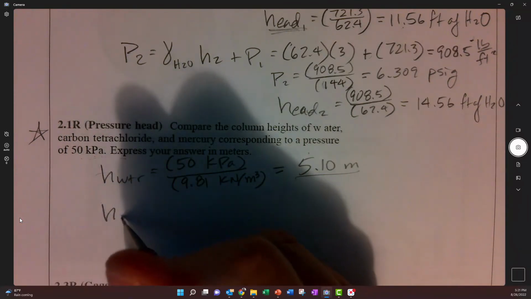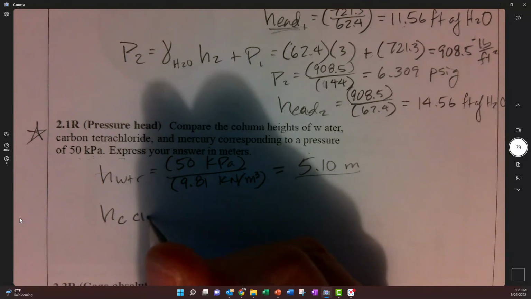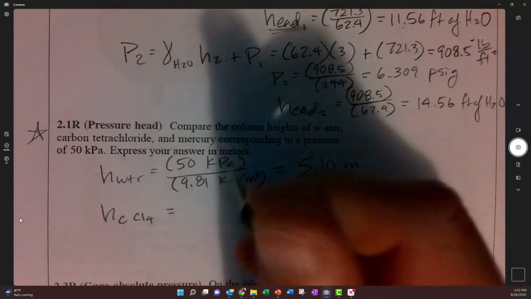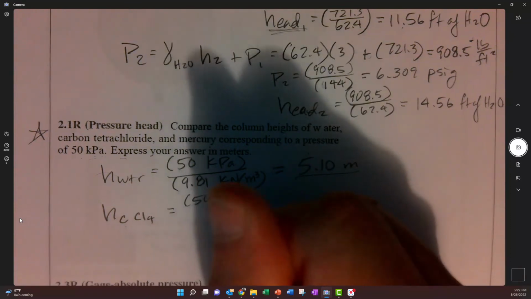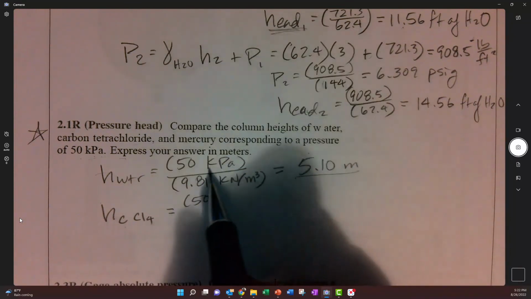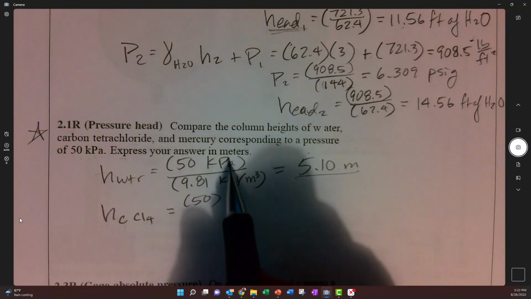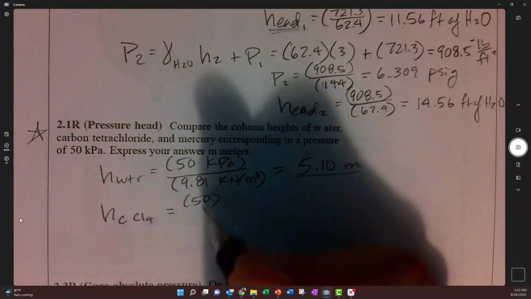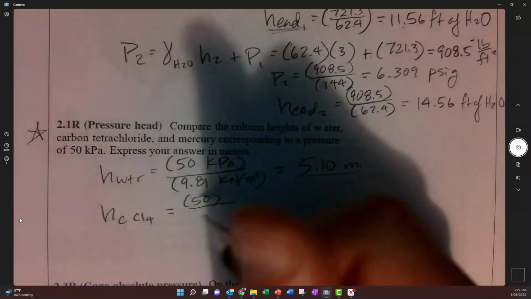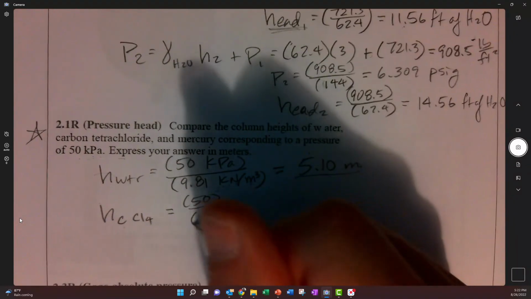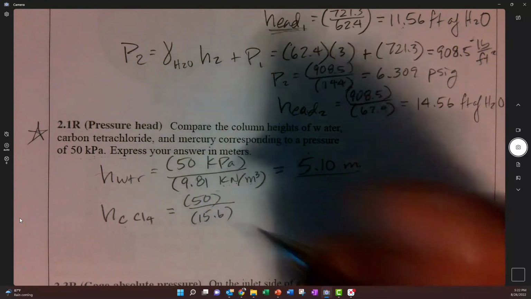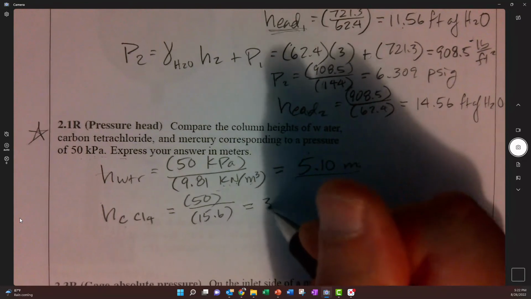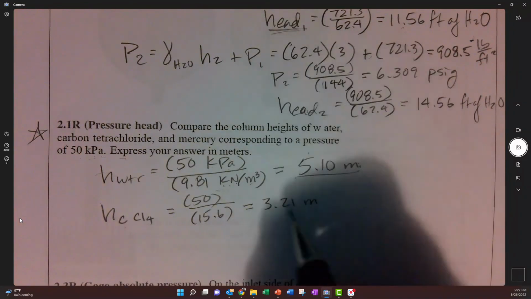Compare that to carbon tetrachloride, which is CCl4, and 50. We don't have to use units. We already established that. This is kilonewtons per meter squared, so kilonewtons per meter cubed is going to give us that height. And so we can look this up and see that's 15.6 kilonewtons per meter cubed, or 3.21 meters is what we end up with.